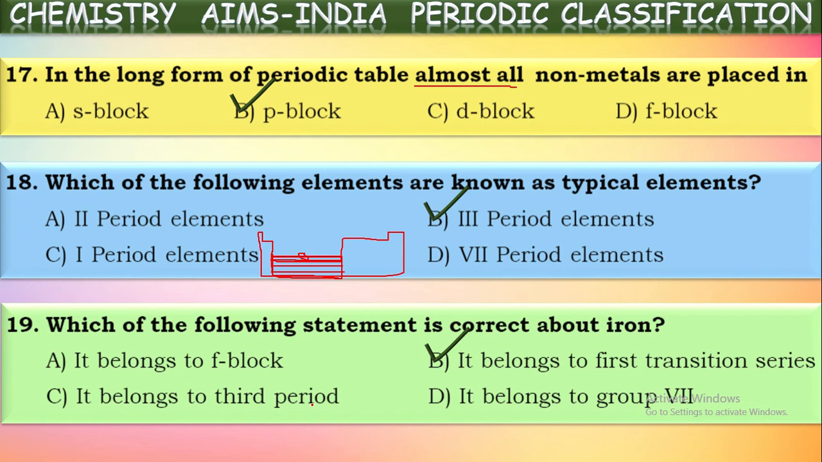What is meant by first transition series? In the d block elements, there are 4 horizontal rows. These all together are called transition elements. Out of these, the first horizontal row or fourth period d block elements are called first transition series, and next second, third, fourth.